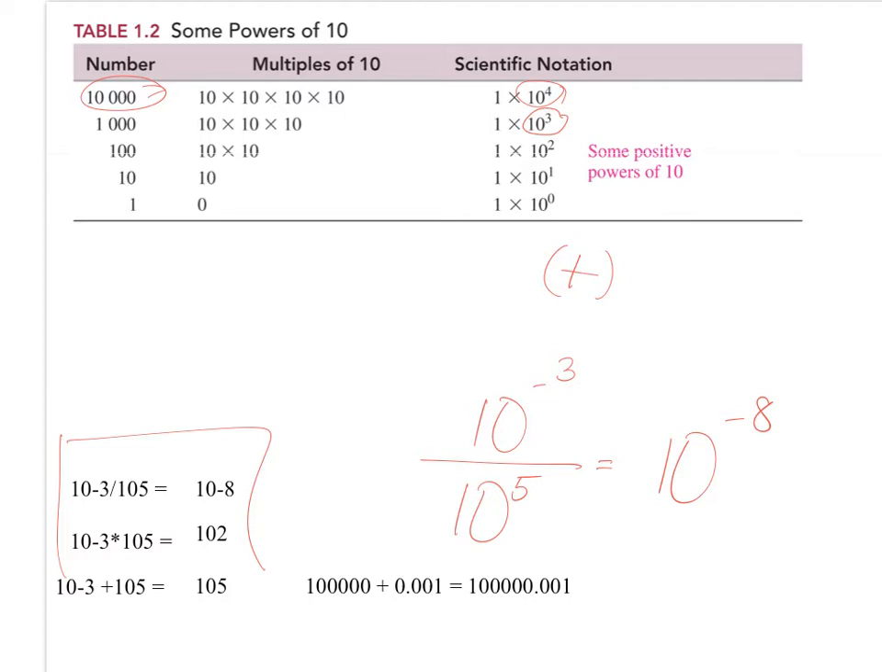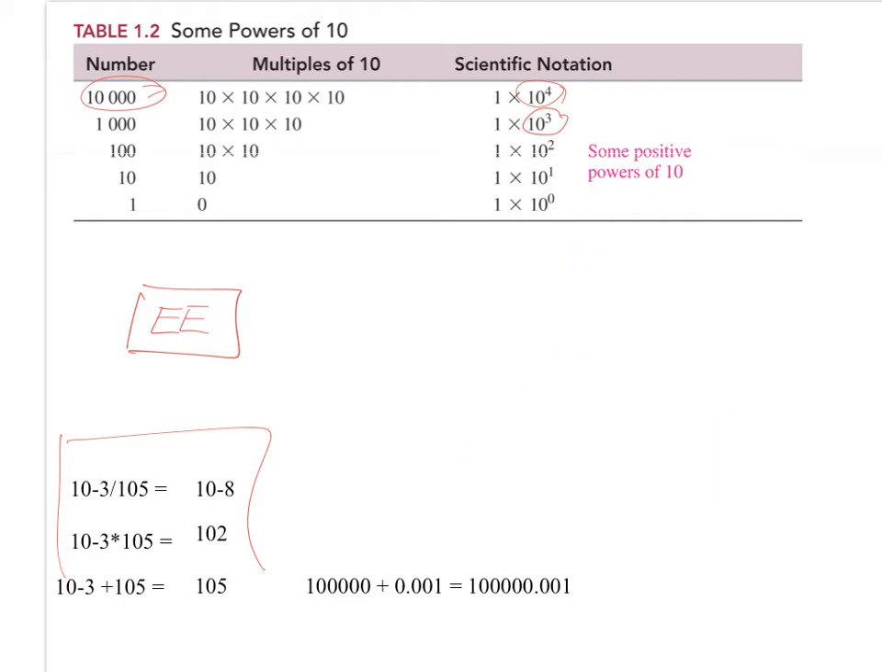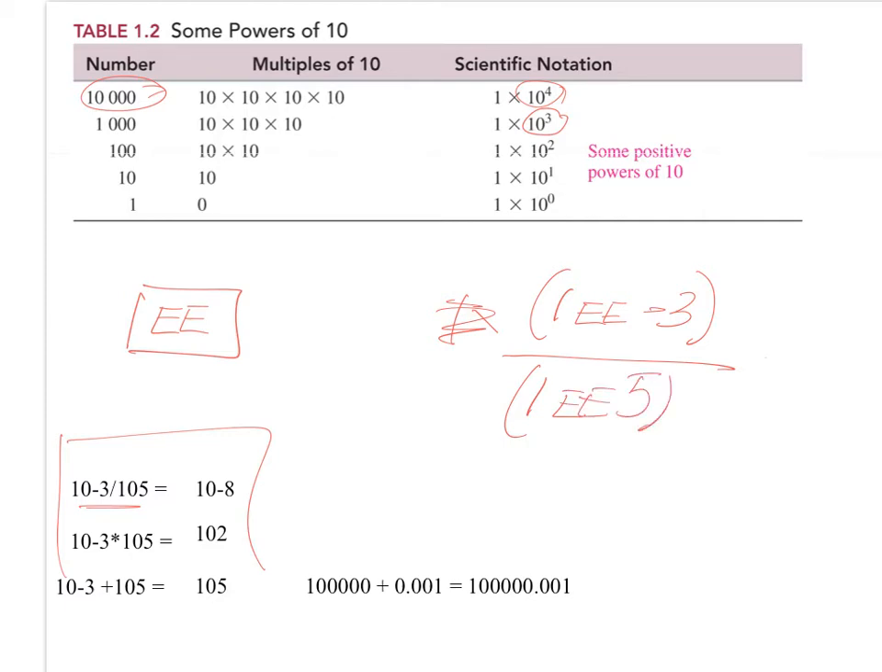Now, in your calculator, let me show you something real quick. Depending on your calculator, you might have a button that says EE, okay? And what you would do, if you were putting a number in scientific notation in your calculator, here's how I would do it. Parentheses, 1, then I'd hit the EE button, negative 3, close the parentheses, divided by parentheses, 1, hit the EE button, 5, close the parentheses, hit equals.